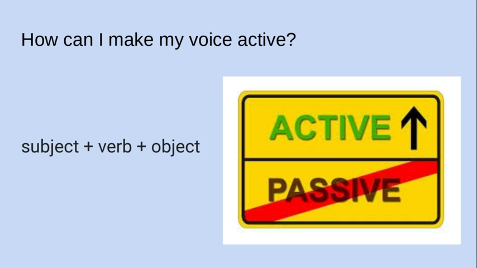How can I make my voice active? The active voice describes a sentence where the subject performs the action stated by the verb. It follows a clear subject, verb, object construct that's easy to read. In fact, sentences constructed in the active voice add impact to your writing. With passive voice, the subject is acted upon by the verb.